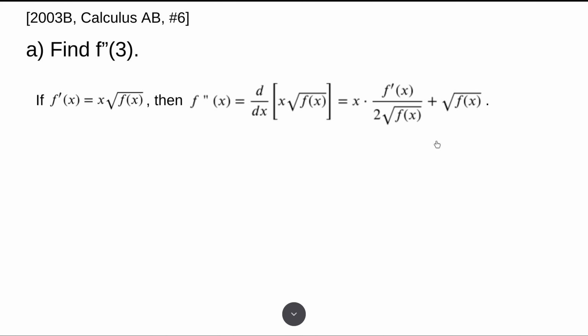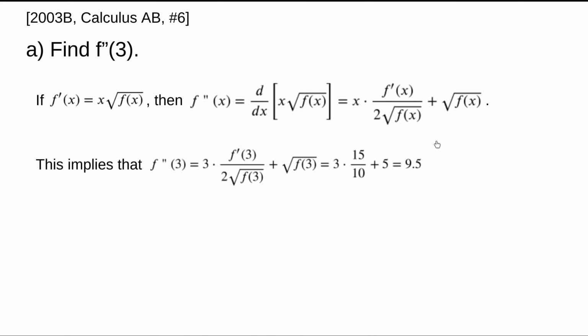In part A of the question, we are asked to find the second derivative of f at 3. So to do this, the second derivative, we're going to take the derivative of the first derivative, which is going to be the derivative of x times the square root of f of x. And if we apply the product and chain rules correctly, we get x times f prime of x over 2 times the square root of f of x plus the square root of f of x.